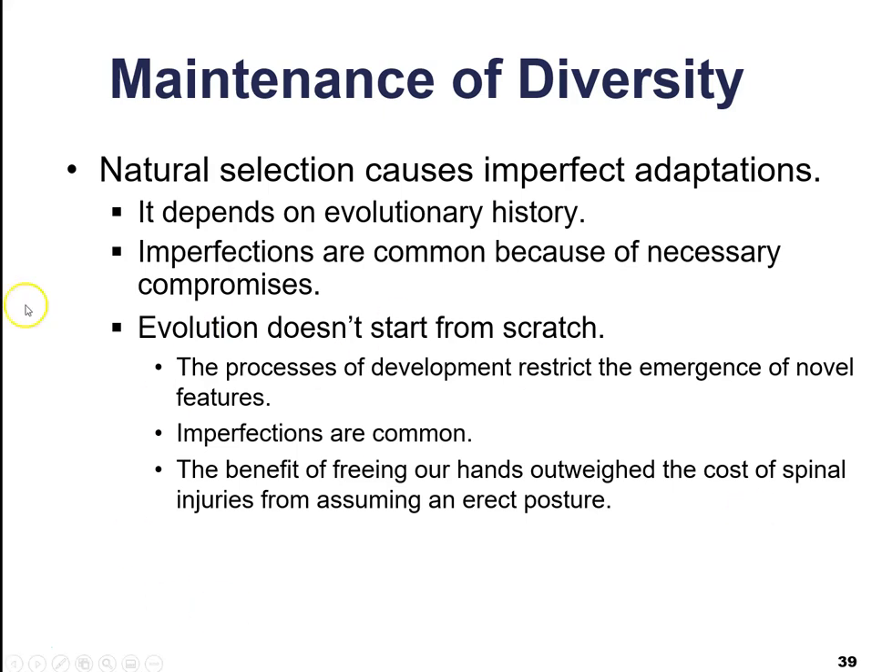And so this is all what this is saying here. It says the benefit of freeing our hands outweighed the cost of spinal injuries from assuming an erect posture. So we walk upright, our spines really still haven't evolved perfectly to being able to do that, so we have issues with the spine and back issues. But it freed up our hands and allowed us to be able to use our hands. And if that didn't happen, we would be at a lot different place than we are today. Okay. So that's just an example there.